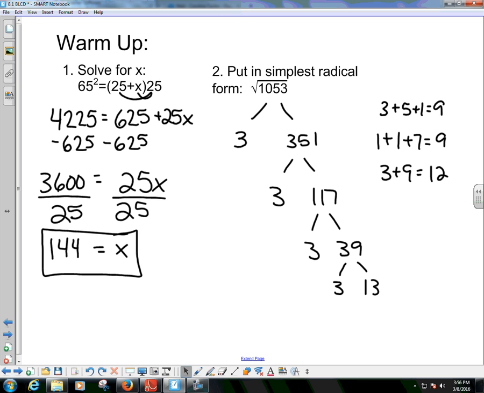So I get 3 to the 1, 2, 3. I have 4 3's. So 3 to the 4th power times 13.